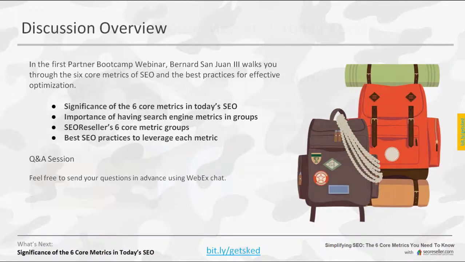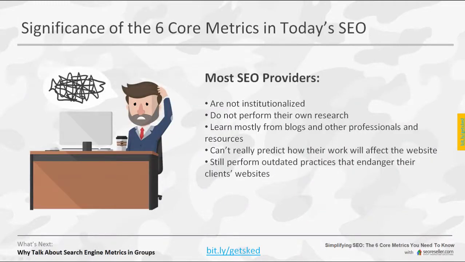So let's get started. What is the significance of having 6 core metrics in today's SEO? So we started the conversation because, according to Marketing Sherpa, SEO is a $16 billion industry. It's a huge industry. And yet that $16 billion industry is only made up of actually not 10, but 9% of websites that actually have mature optimization characteristics.